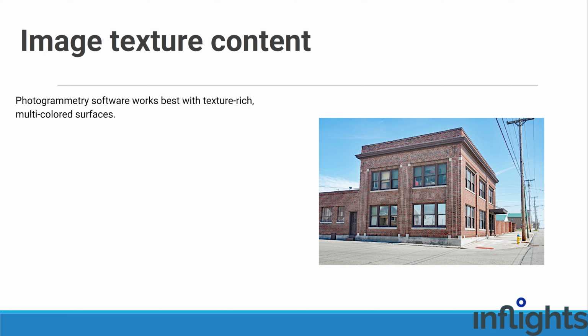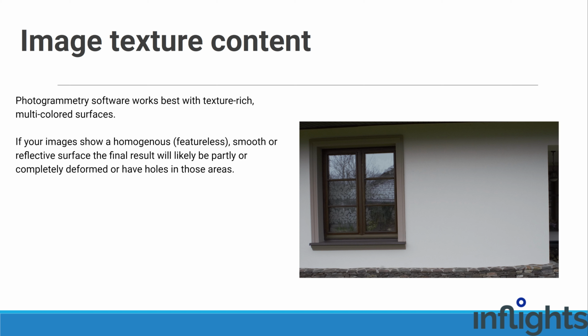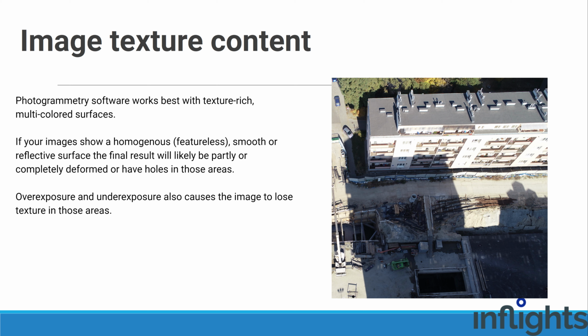Image texture content. Photogrammetry software works best with texture-rich, multicolored surfaces. If your images show a homogeneous, smooth or reflective surface, the final result will likely be deformed or have holes in those areas. Overexposure and underexposure also causes the image to lose texture in those areas. Check out the previous video where we explained camera settings.